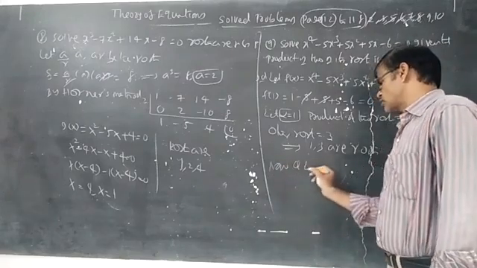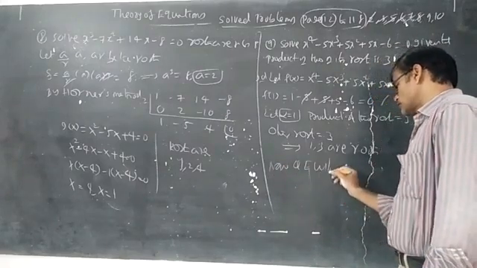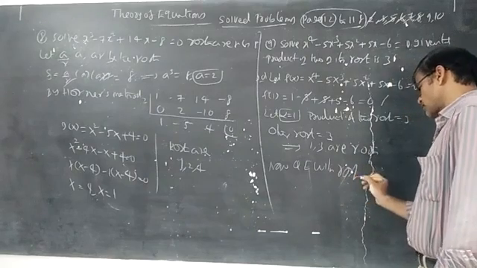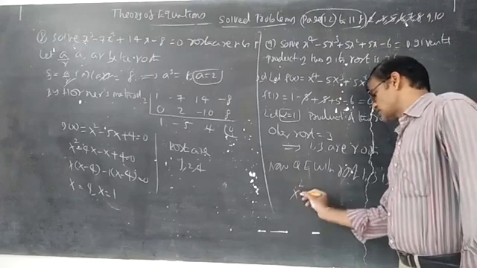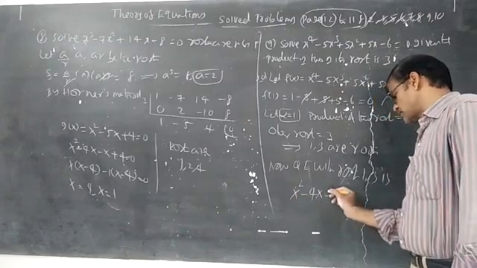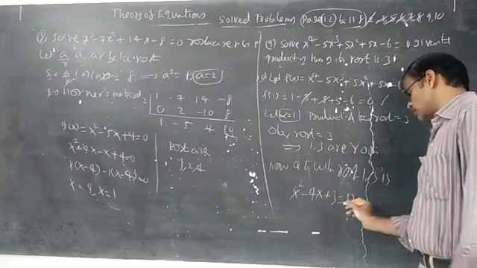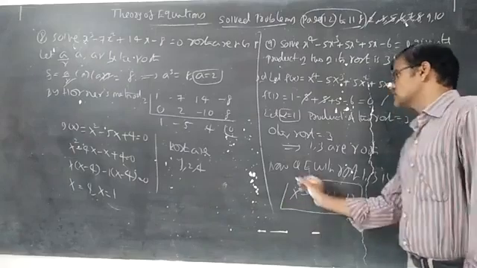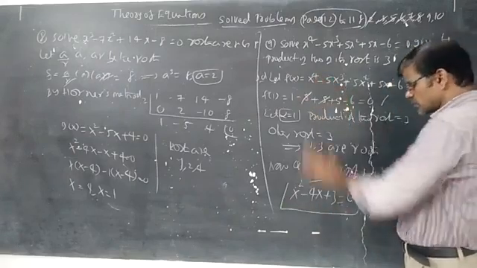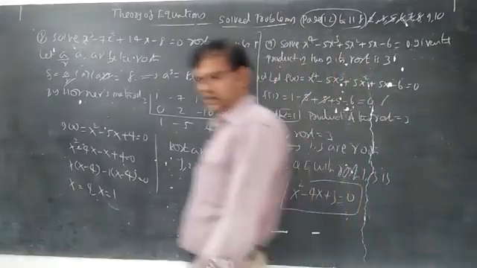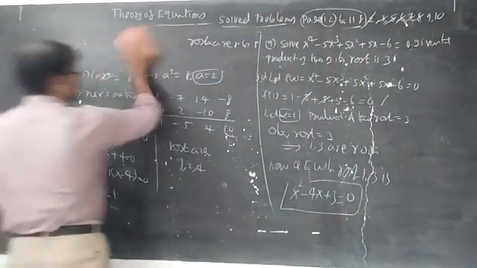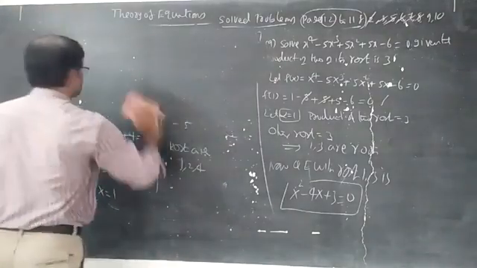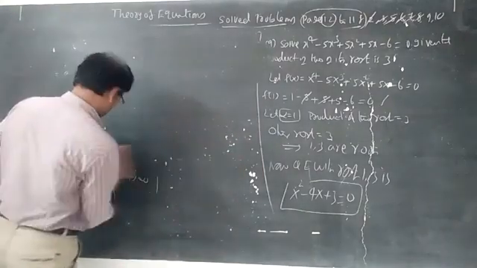Now the quadratic with roots 1 comma 3 is x square minus 4x plus 3 is equal to 0. By synthetic division method of the biquadratic equation by the quadratic equation, we will get the other quadratic equation. Then we can get the quadratic equation and also we can find roots.